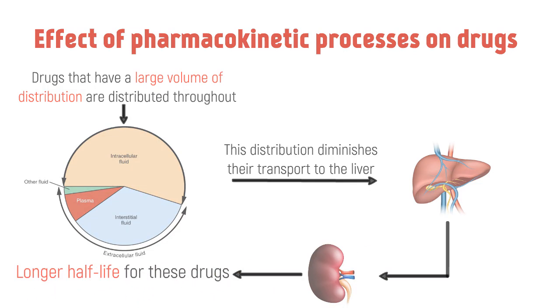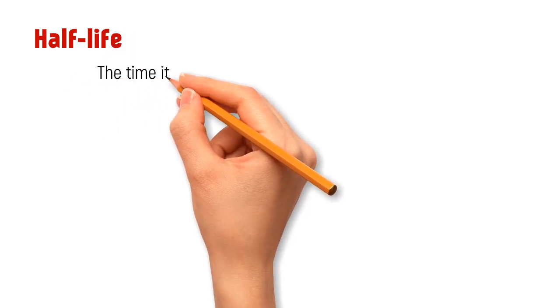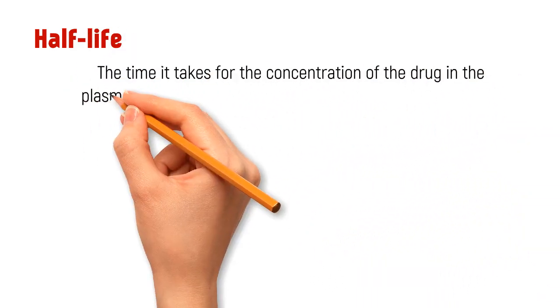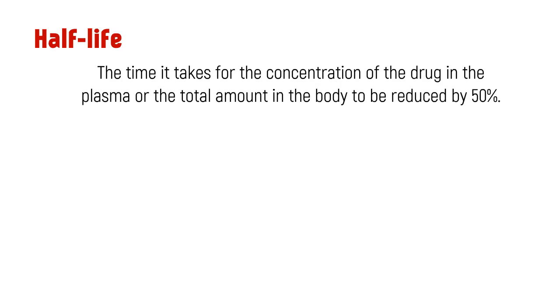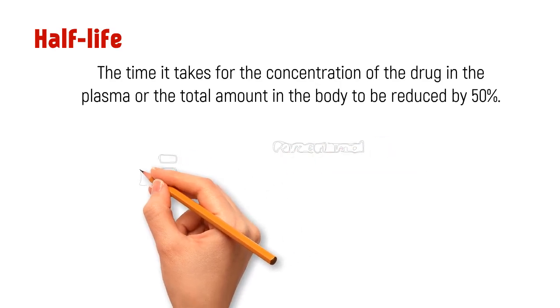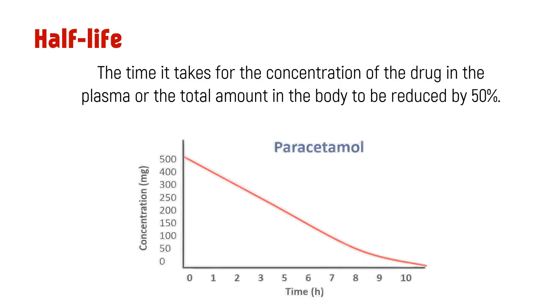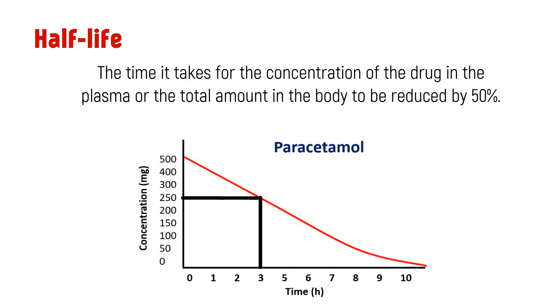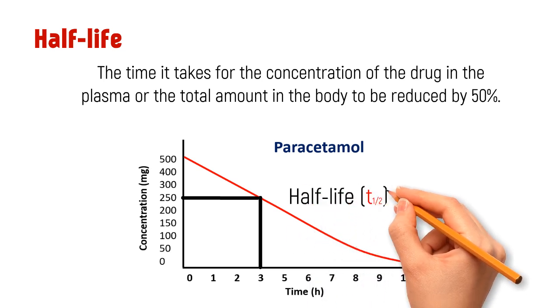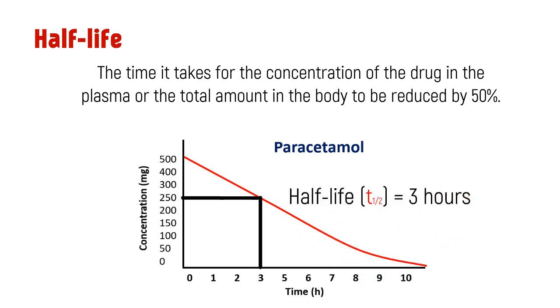So now, what exactly is half-life? Half-life is the time it takes for the concentration of the drug in the plasma, or the total amount in the body, to be reduced by 50%. For example, when you take 500 mg of acetaminophen, the time it takes for the amount of the drug in the body to decrease to 250 mg is referred to as the half-life. Therefore, based on the provided diagram, the half-life of acetaminophen is 3 hours. Understanding half-life is crucial for determining steady-state concentration and appropriate daily doses, which we will discuss later in this lecture.